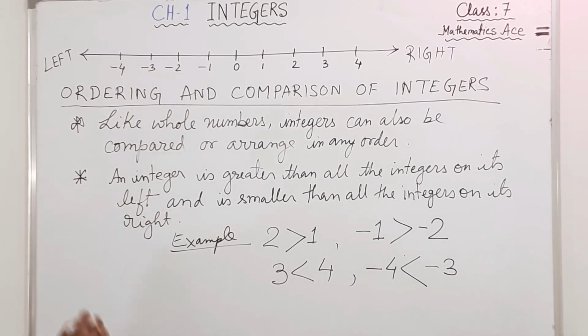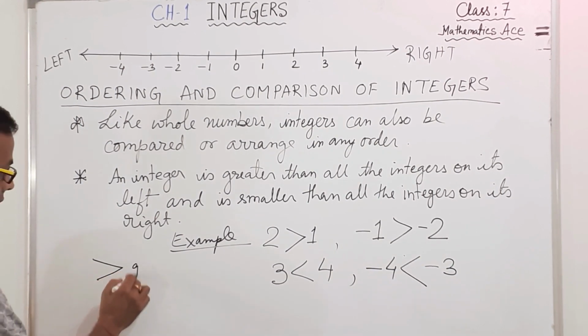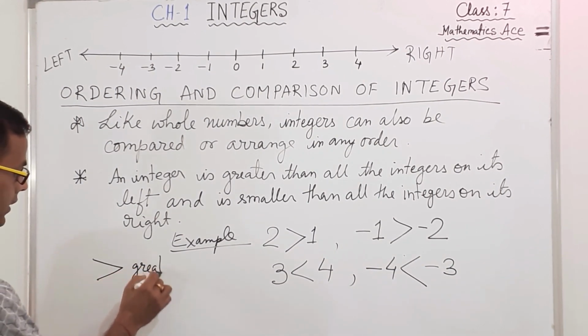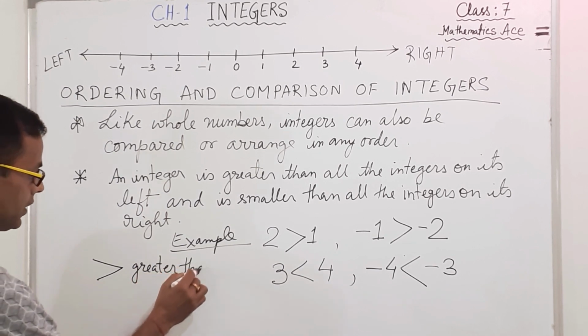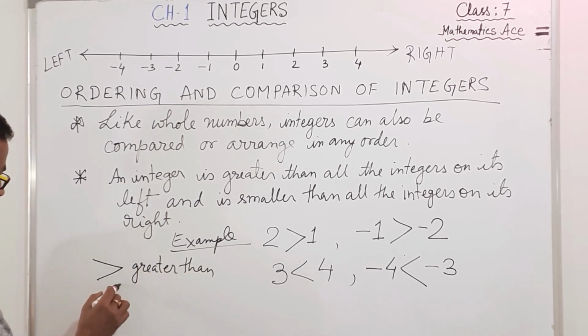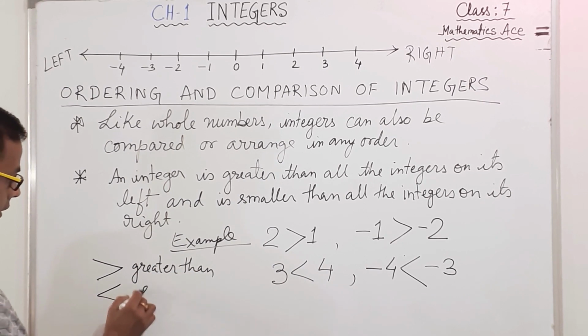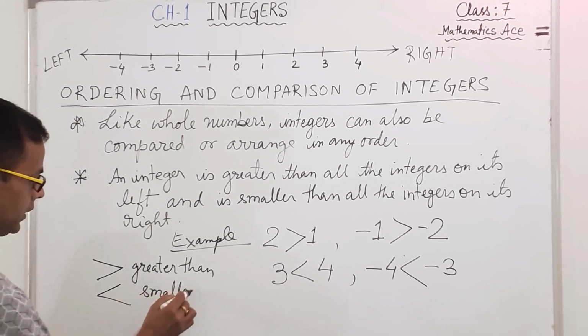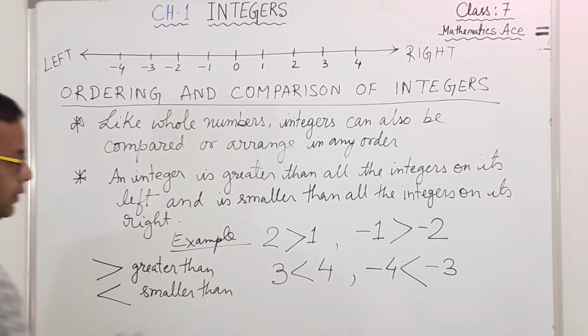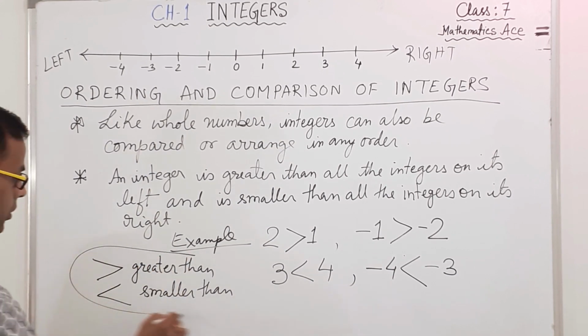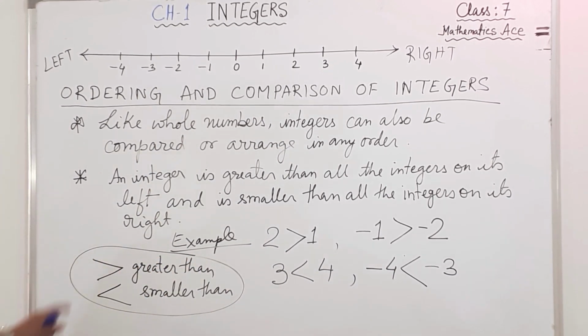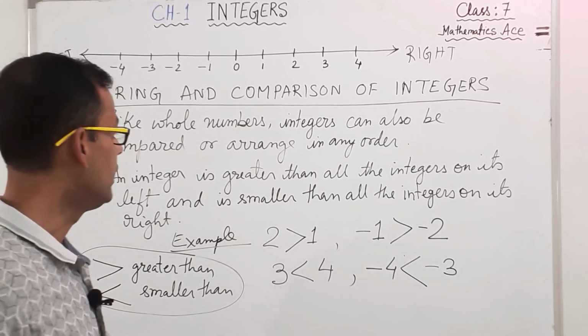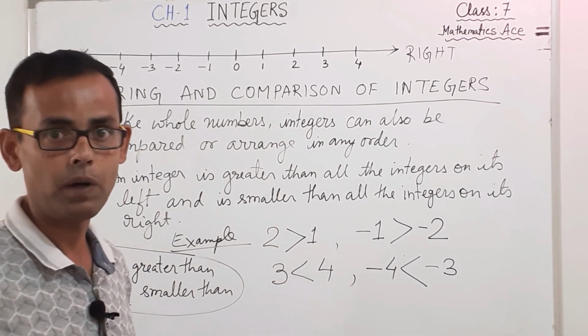Clear? Now, those of you who are new to my channel: this symbol is known as greater than, and this one is known as smaller than. If you are confused about the symbols, this is the greater than symbol, this is the smaller than symbol. Now we will move on to the next part.